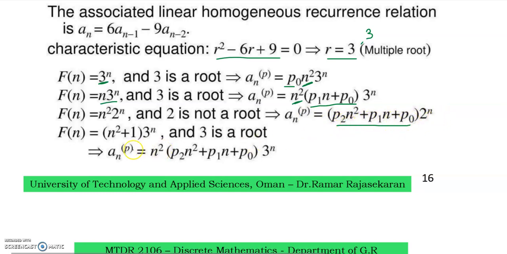Now what is the last one? N squared plus 1 times 3 to the power n. It is interesting. This 3 is a root and repeating 2 times, a multiple root. So for this 3 to the power n you put n squared, and n squared plus 1 is also a quadratic given in the function. So for that you write this quadratic, and don't multiply any constant outside.